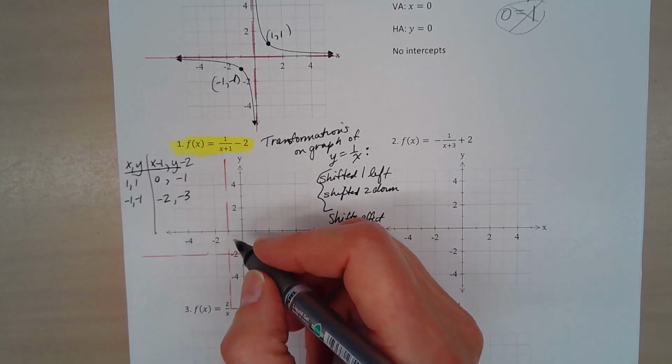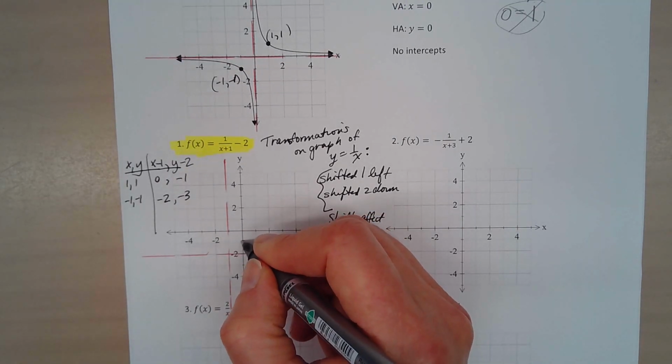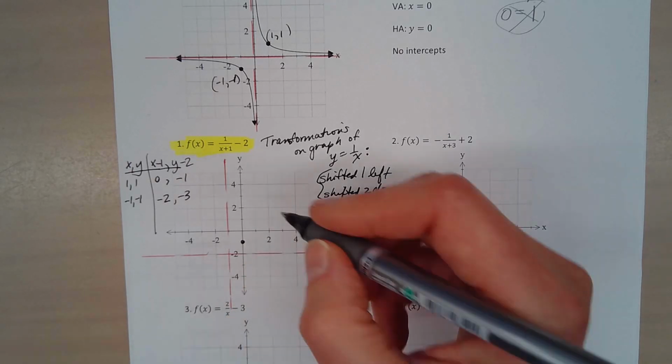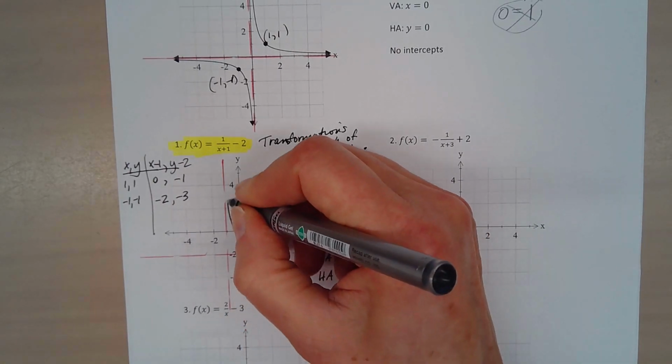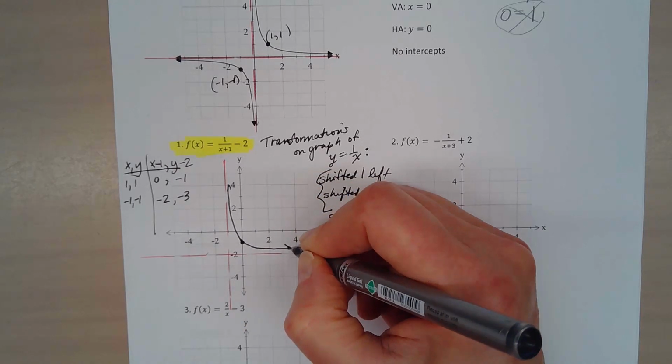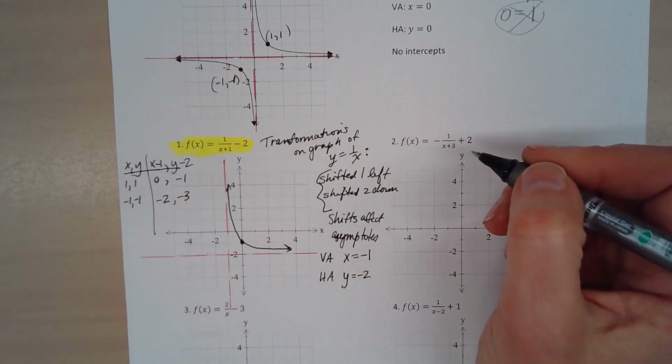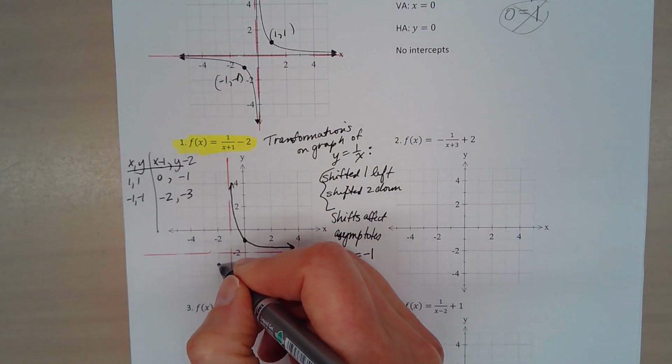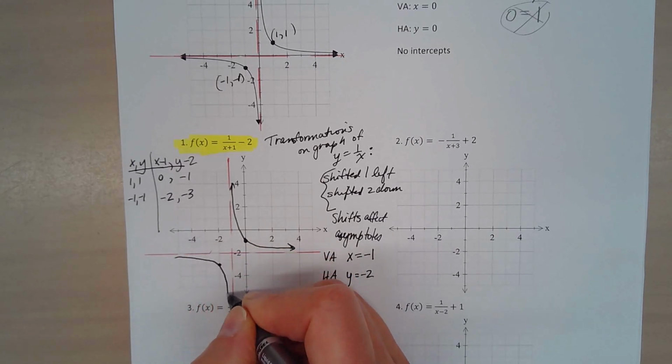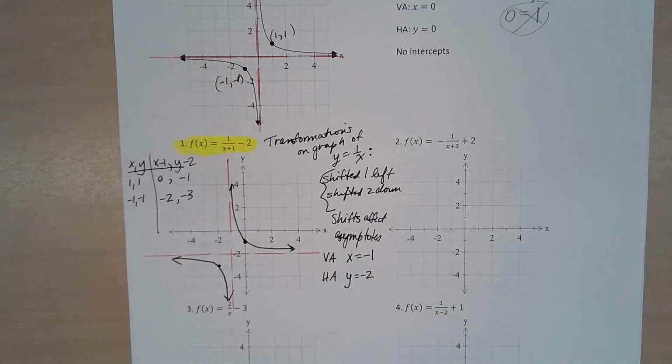So let's see if all that works. (0, negative 1), that fits. So I can see that, right? That's my first section. And what about (negative 2, negative 3)? Here we go. There.